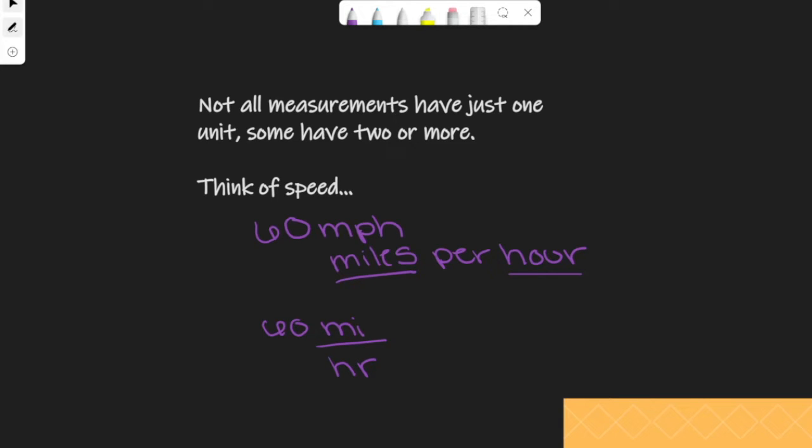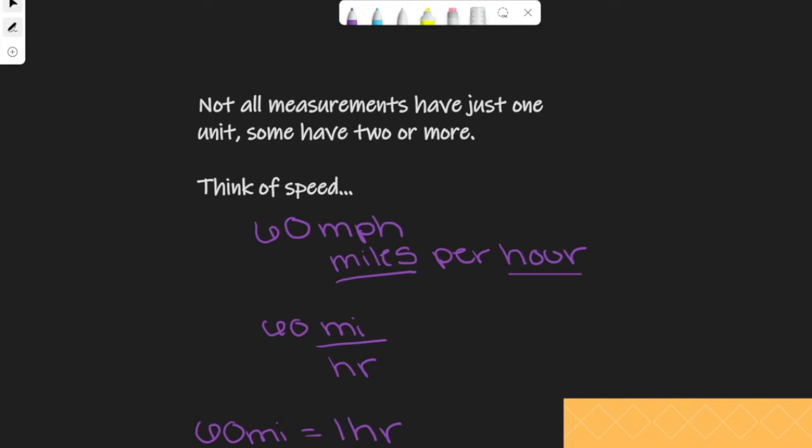And if we take this apart and analyze it a little bit more, we realize that what this is really saying is that if you want to drive 60 miles, it is going to take you 1 hour to do that. Or you can think of this in the reverse and say, in 1 hour, you will be able to travel 60 miles.